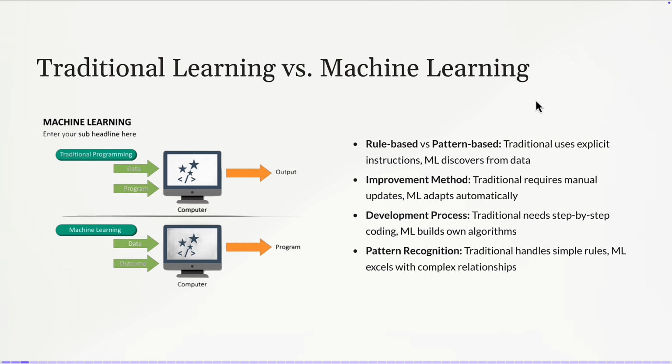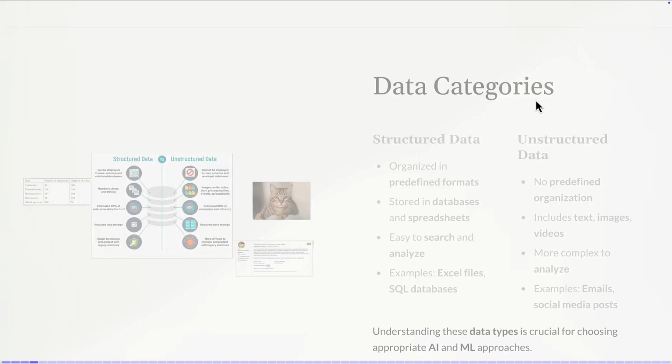And this is the concept of learning. Learning means we will make use of the data and its corresponding outcome to learn the patterns. And we will discuss a few examples here. And this is the difference between traditional programming and machine learning.